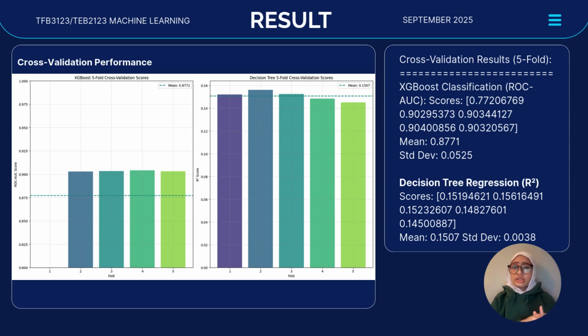However, the results for the decision tree regression task were poor. The model consistently failed to predict BMI, which achieves an extremely low mean R square of only 0.1507. And the standard deviation here is also very low, at 0.0038, which tells us that the model is consistently poor. It is stable, but the wrong kind of stable. So this confirms that the specific regression approach is insufficient for predicting BMI.